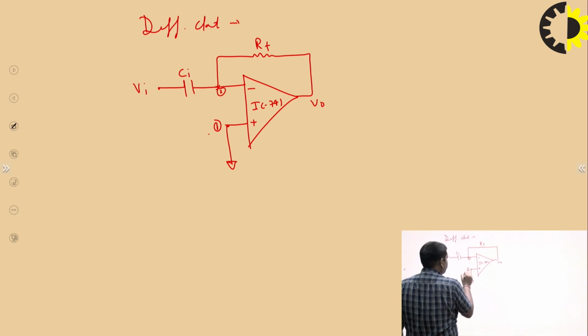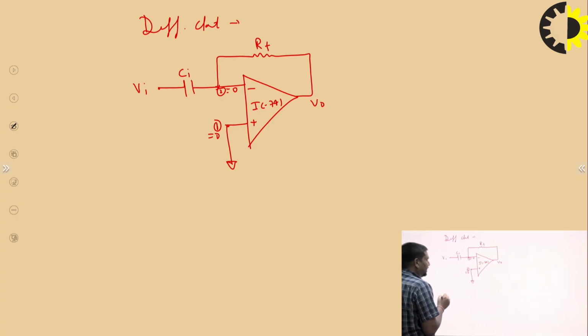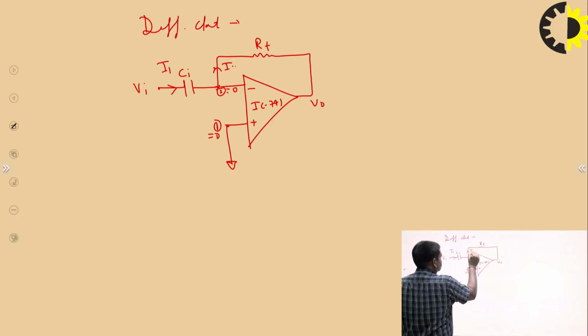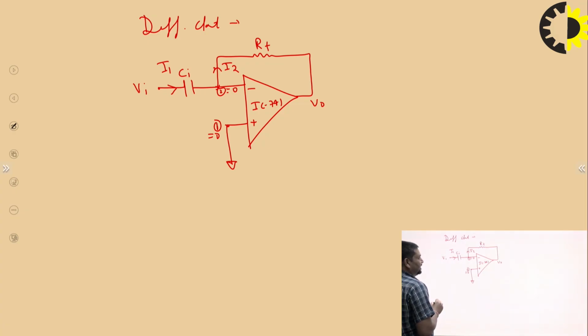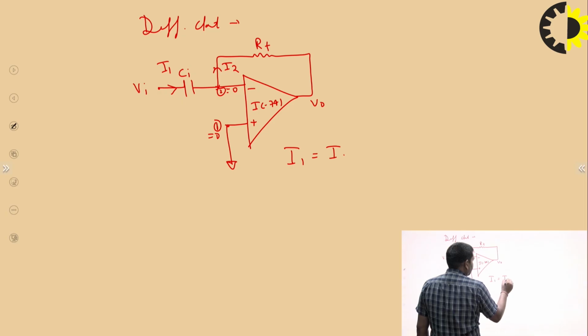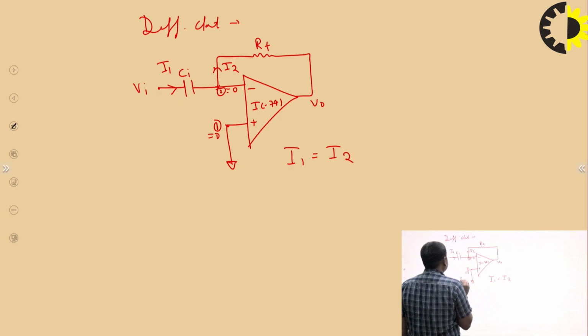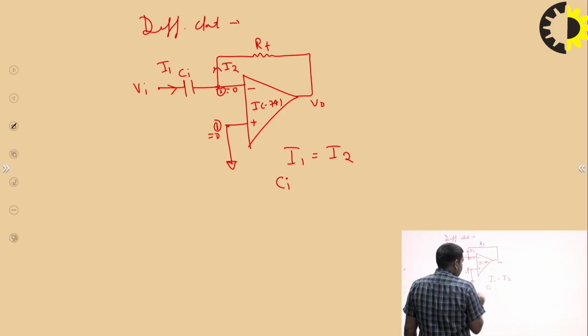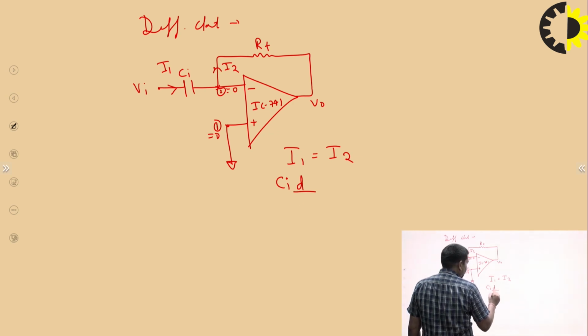So node 1 voltage is 0, which is equal to node 2 according to the virtual ground condition. The current flowing in the circuit is I1 and this one is I2. If we apply KCL at node 1, then I1 is equal to I2, as all the bias currents should be 0. What is I1? We know that I is equal to C dV by dt, where Ci is the capacitance.